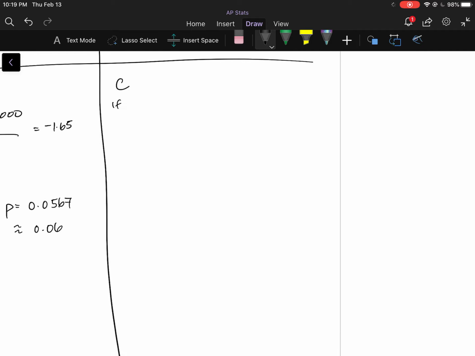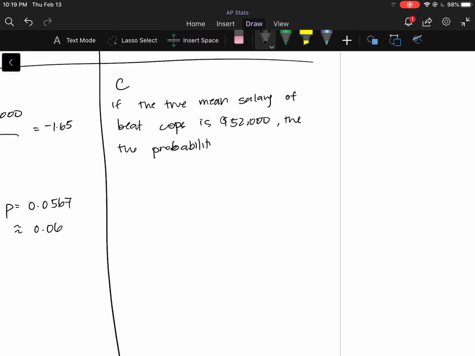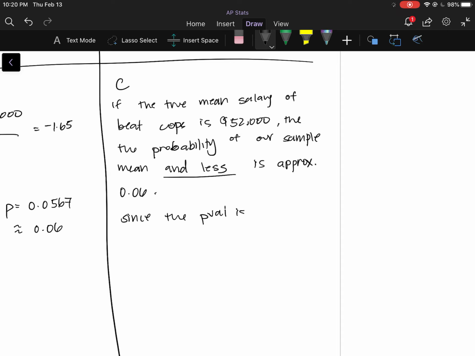So let's move to the conclusion. If the true mean salary of beat cops is $52,000, then the probability of our sample mean and less, we have to add and less because that's what our alternative hypothesis says, is approximately 0.06.